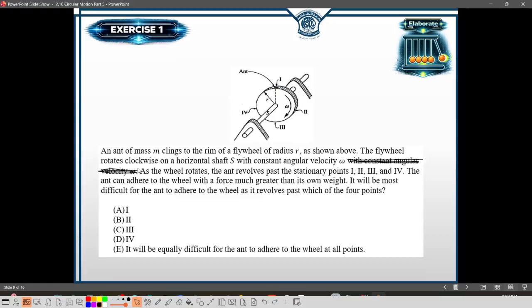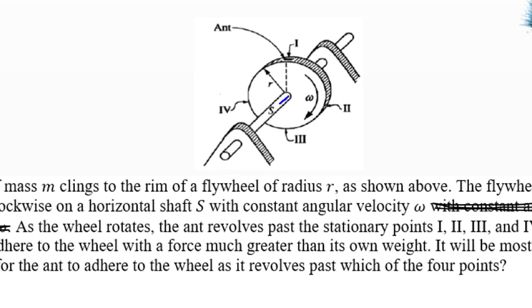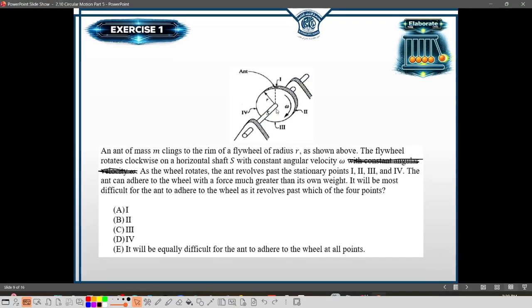Now, as shown above, the flywheel rotates clockwise on horizontal shaft S. This is the horizontal shaft. It passes through the center of the wheel, and it has constant angular velocity omega. As the wheel rotates, the ant revolves past the stationary points I, II, III, and IV. So we have four locations, and the ant will revolve past them. The ant can adhere to the wheel with a force much greater than its own weight. It will be most difficult for the ant to adhere to the wheel as it revolves past which of the 4 points?